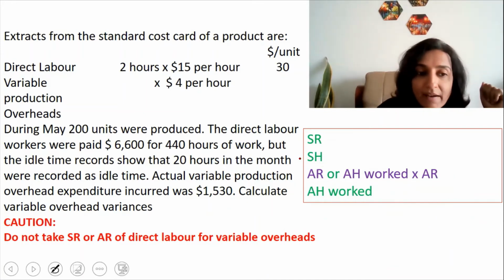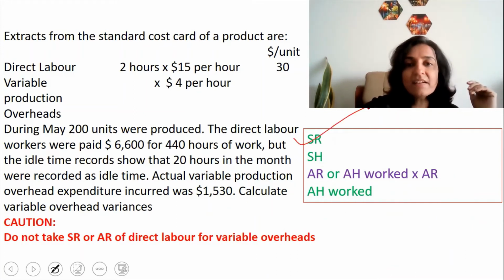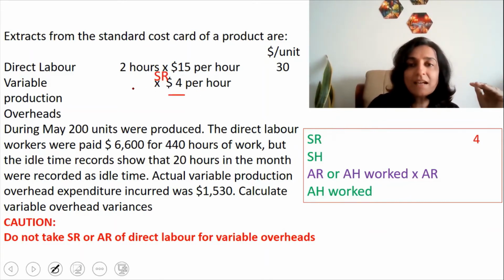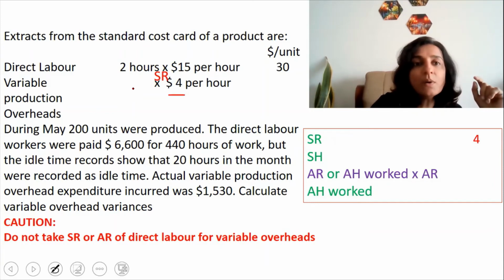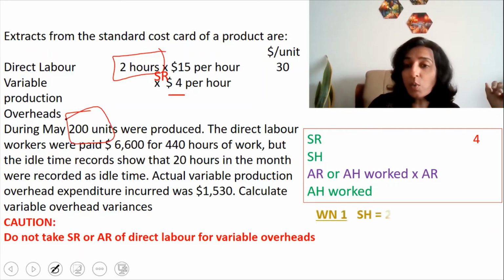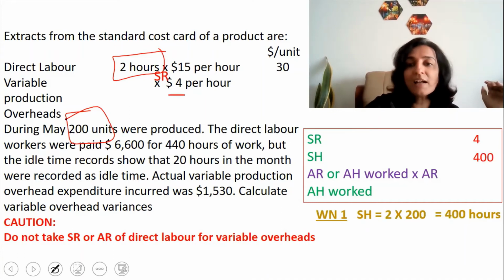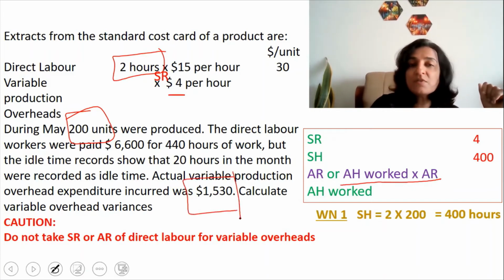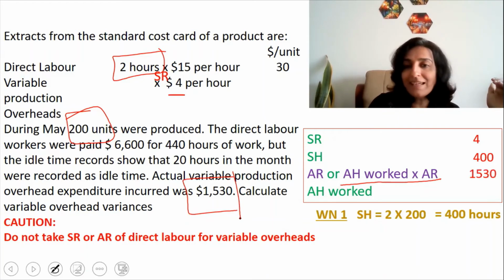Calculate variable overhead variances. Now, the first detail, standard rate. What is the standard rate? It is $4. So I'm keying in that figure. Next, coming to standard hours. 1 unit takes 2 hours. So 200 units takes how many hours? Working note 1, it's 2 into 200 or 400 hours. I'm keying that in. Now, actual hours worked into actual rate. That is the actual variable overhead expenditure, given directly in the question at $1,530. So I'm going to key in that. So I'm just striking out the actual rate. Alternatively, you could also calculate the actual rate.